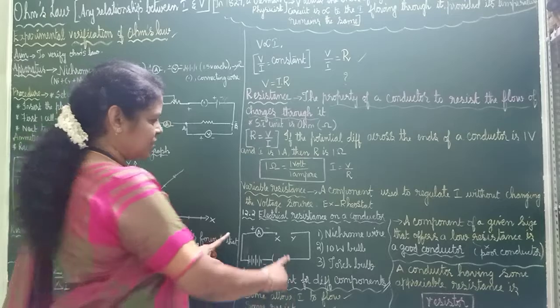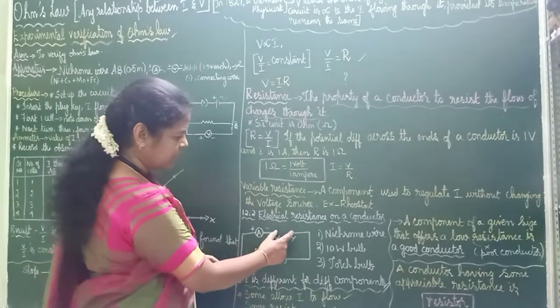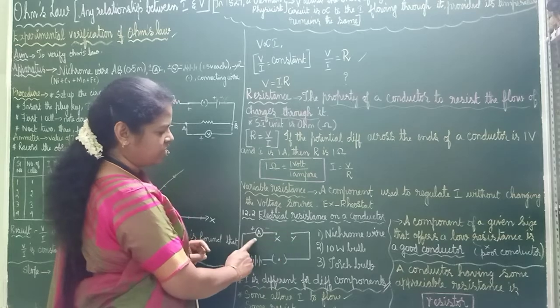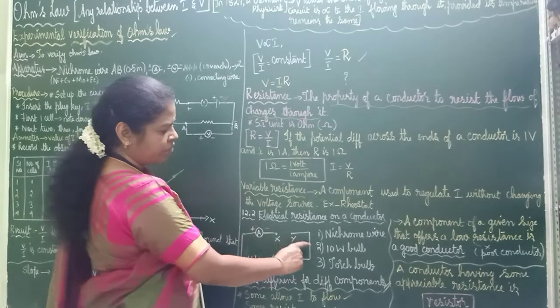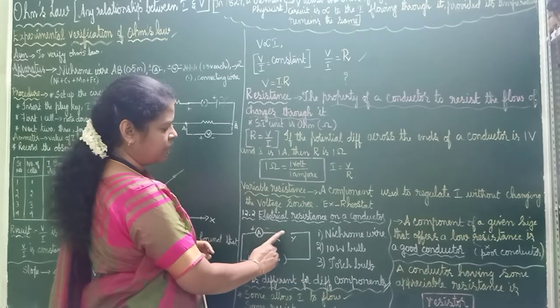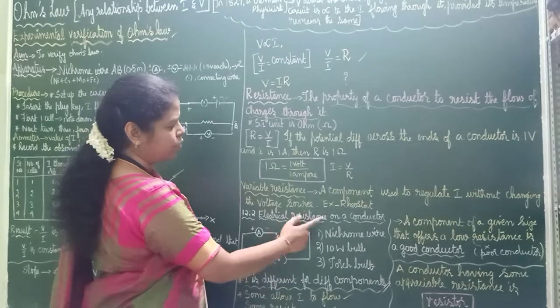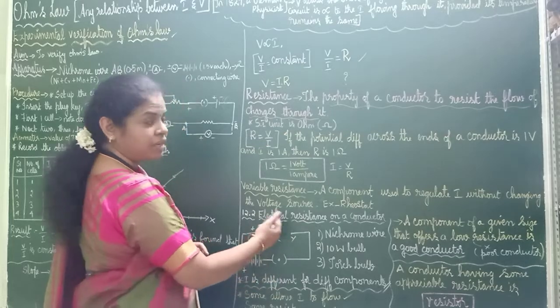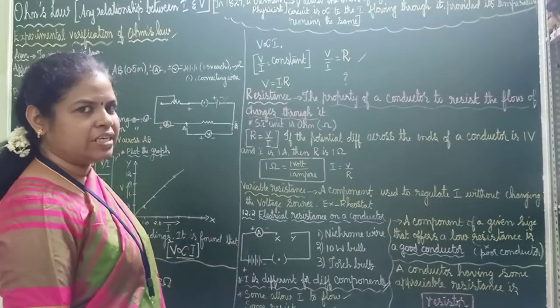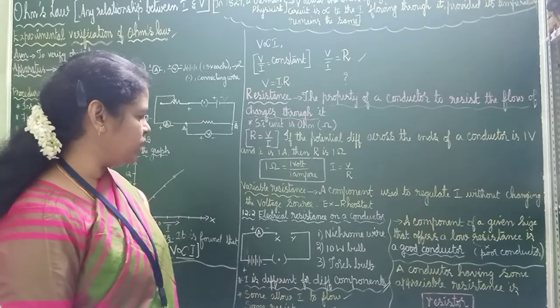See, this is a circuit I have taken like this. In this gap, one by one we are going to check. We will connect nichrome wire here and we will check the value in the ammeter. We will remove it. Then we will connect the 10 watt bulb and note the ammeter reading. Remove it. Then the torch bulb. After doing all these things, we came to know that current is different for different components.